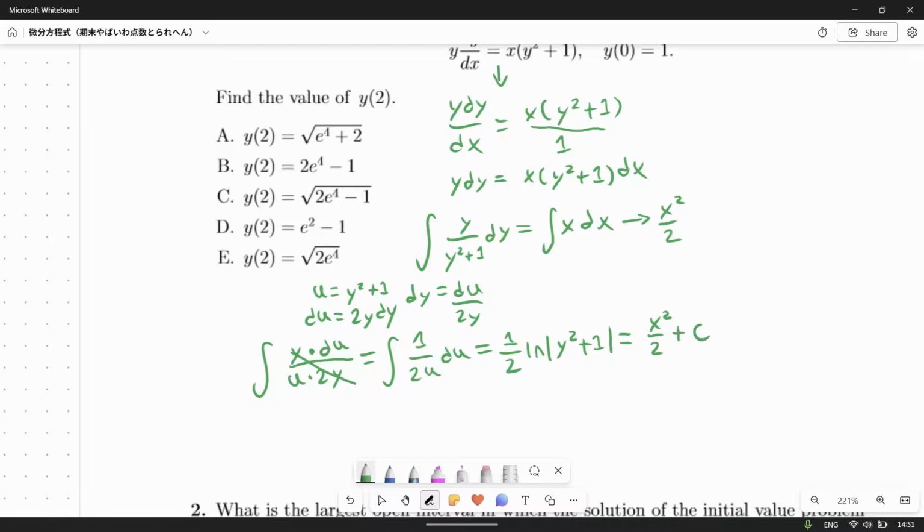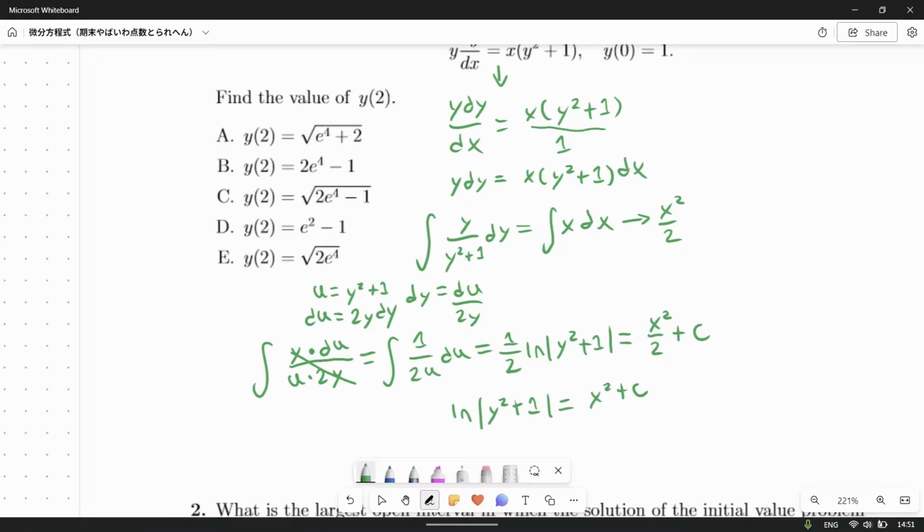And so all we have to do from here is isolate y and have everything else on the other side. The first thing I'm going to do is multiply both sides by 2 because we have a 1/2 in front of both terms here. And so when you do that, you end up with the natural log of y squared plus 1 is equal to just x squared plus some constant.